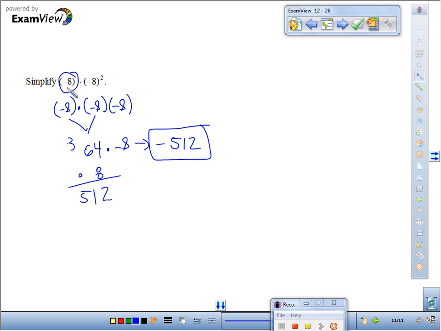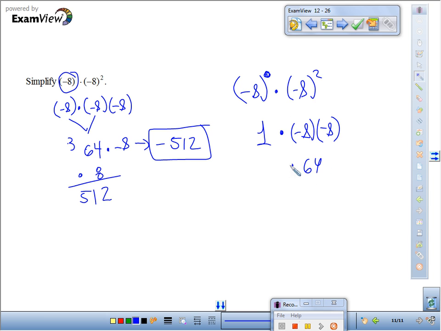Okay, the question was, what if this was like this? We know that any number to the 0 exponent is 1. And this one becomes negative 8 times negative 8. So therefore this is 64 times 1. Therefore it's 64.